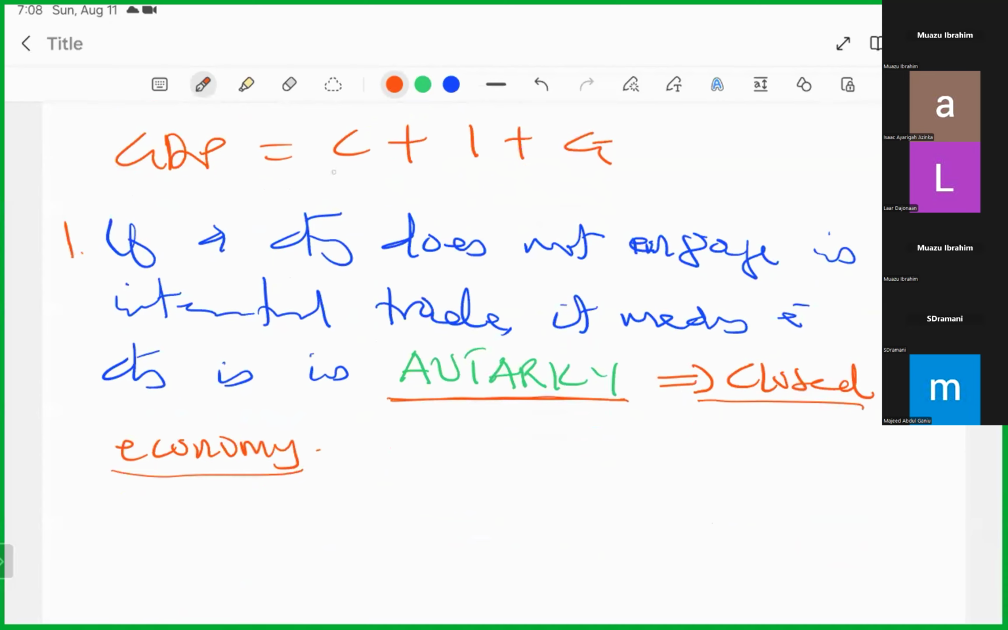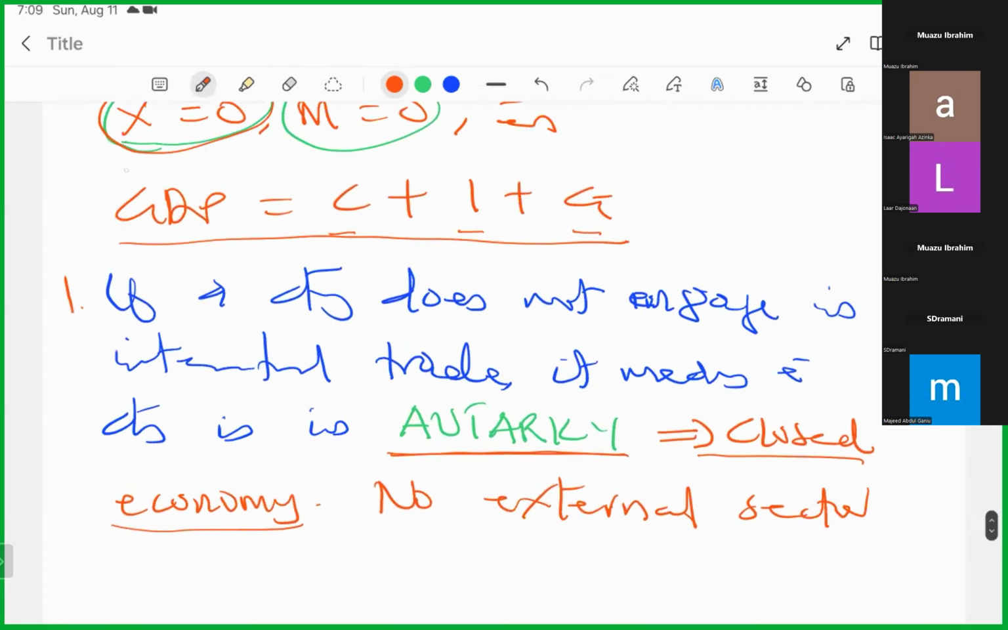So in this case, if a country is in autarky or a closed economy, then please note the overall GDP would be only consumption plus investment plus government expenditure. There would be no external sector. So this is the GDP of a closed economy.